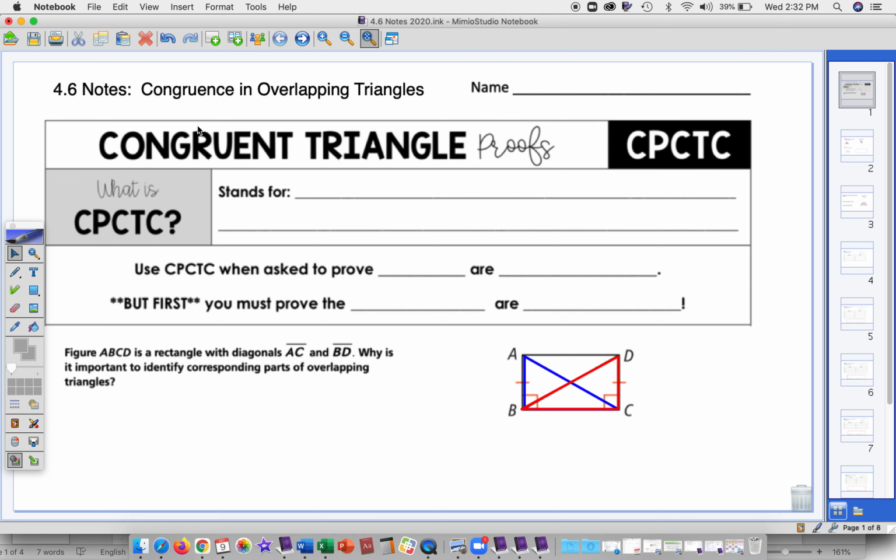Welcome, Geometry Excel students, to lesson 4.6. In this lesson, we're going to go over congruence and overlapping triangles. And first, we're going to talk about CPCTC.